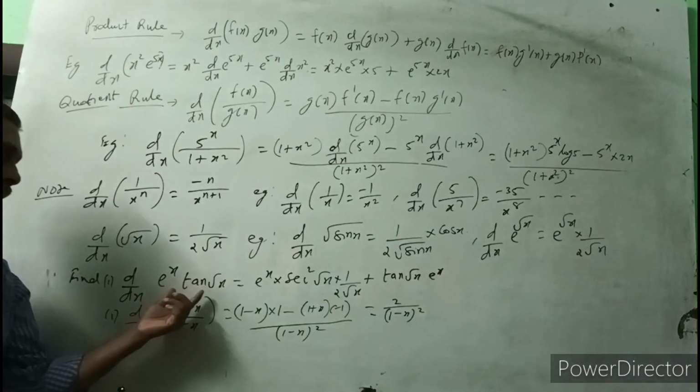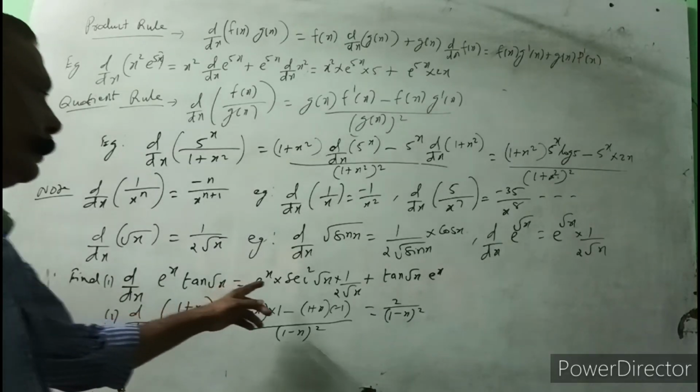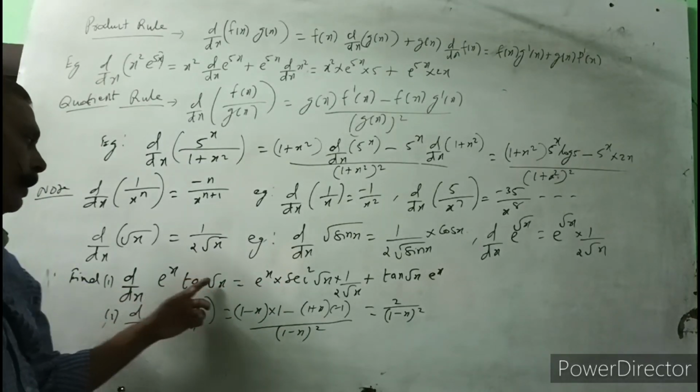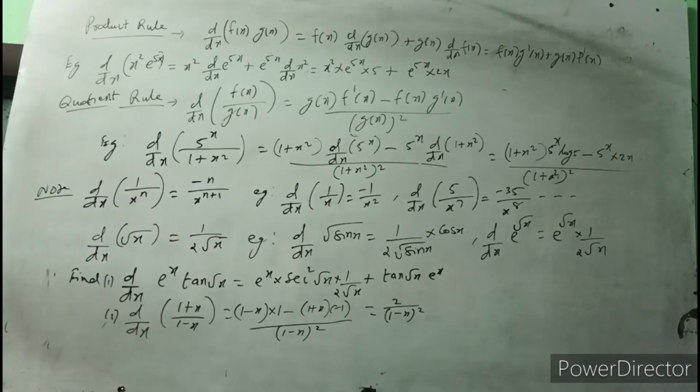And two questions are there: e raised to x into tan root x. Here the product rule is applied, also here the product rule is applied, and here the quotient rule is applied.